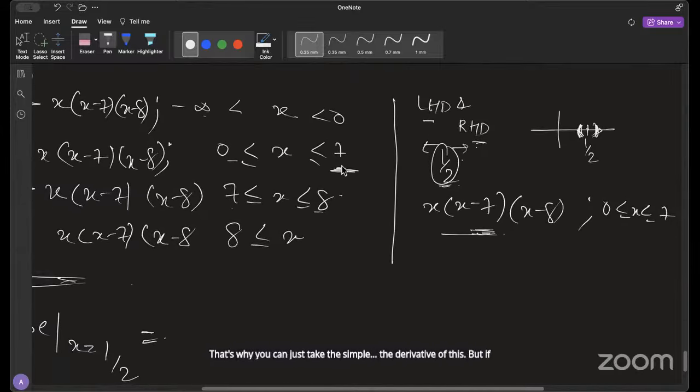But if you had to find the derivative at 7, then you will have to use left hand derivative and right hand derivative. So the derivative of this thing is, it's x squared minus 7x. What's the product?